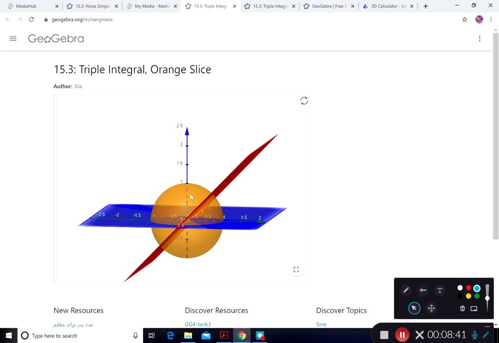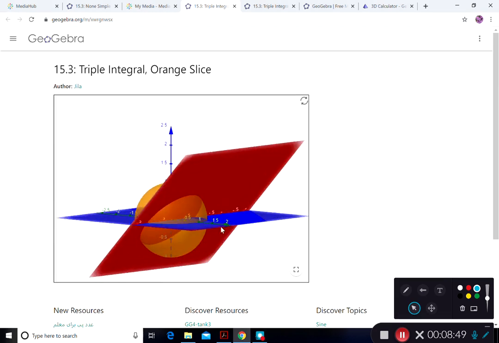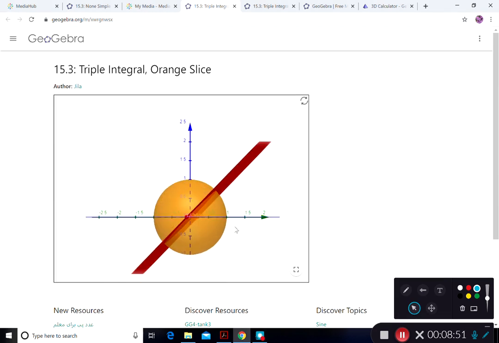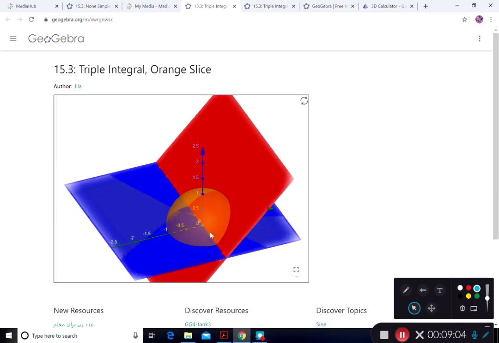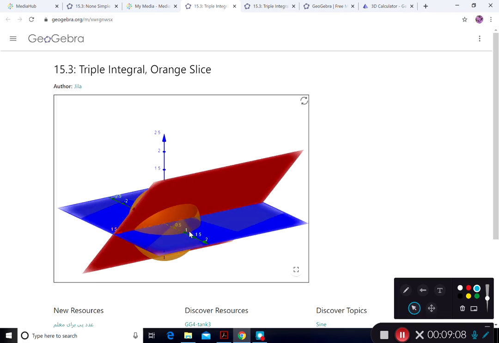That's the sphere, and if you move the sphere around, the red plane is the plane. This is the y-axis, and that's the z-axis, and the red plane is z equal to y, or y equal to z. And then the other thing that you have is the blue plane, which is z equal to 0.